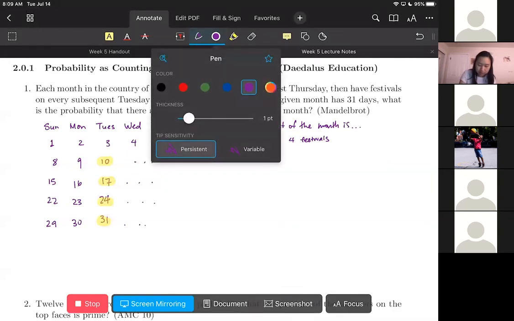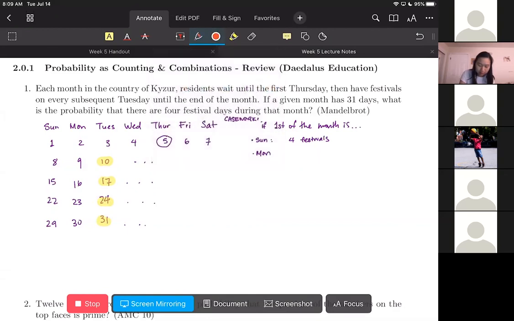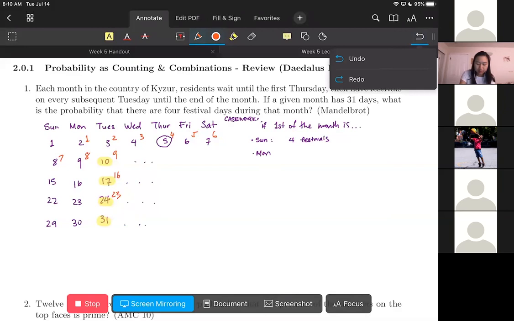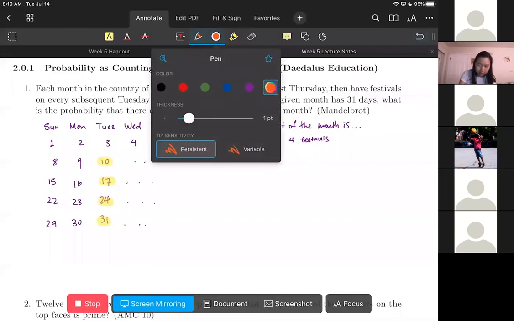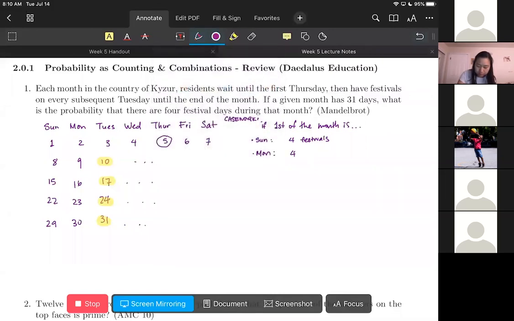Yeah, so let me just take another color so I don't have to redraw this calendar. If you imagine the first is here instead, then basically you're going to see this. And this is going to be 16, 23, 30, and the 31st is going to be a Wednesday. So we're actually going to have 4 festival days. Yeah, that's right. Okay, so let me undo that so we can reuse this calendar. But yeah, so Monday we'll have 4 festivals.